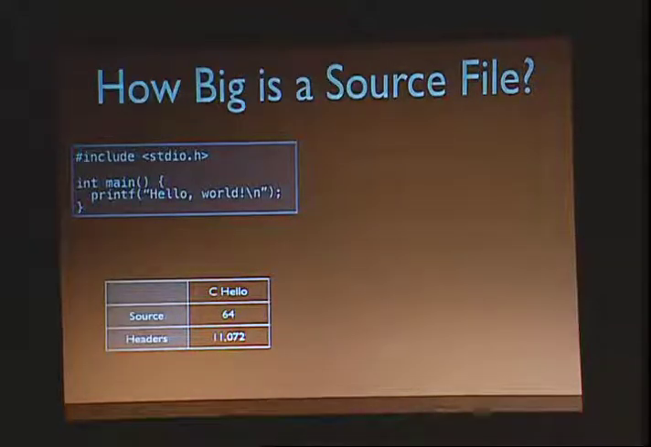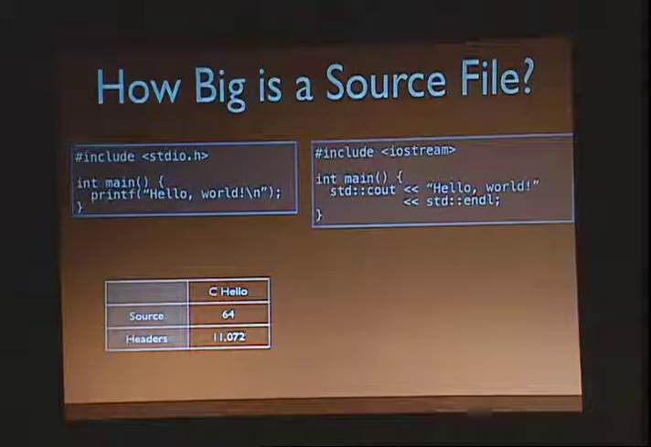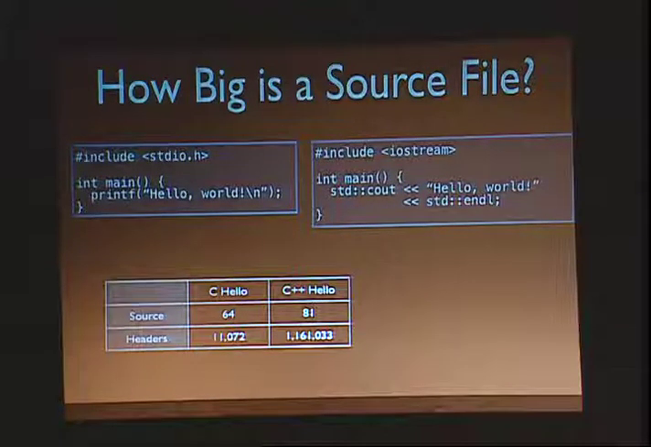C++ found ways to make this way, way more horrible, because we put all these template definitions all up in the headers. We have inline functions. I'm sure constexpr is going to make this significantly worse. So if you do C++ hello world, well, now you're up to 1.1 million bytes of headers pulled in. Now I'm being ridiculous, right?